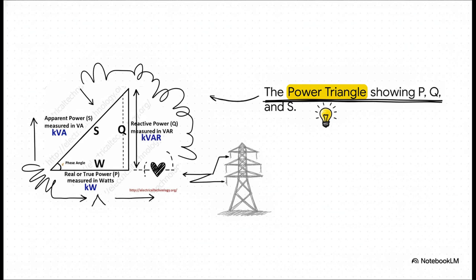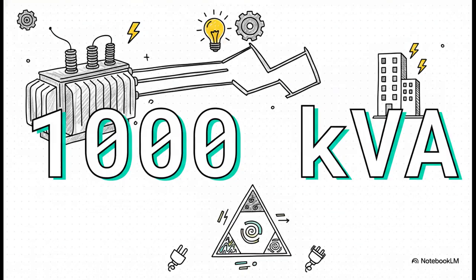Specifically, the angle created between the base and that hypotenuse. That angle dictates our power factor. The tighter that angle is, the closer our useful power is to our total power. A tight angle means almost everything being pushed through the wires is doing actual work. So, why does this geometry matter in the real world?